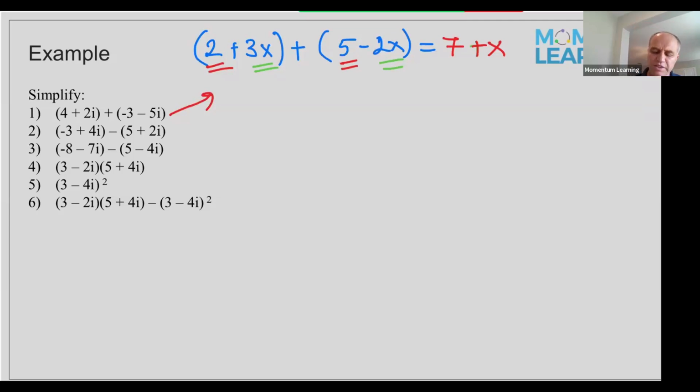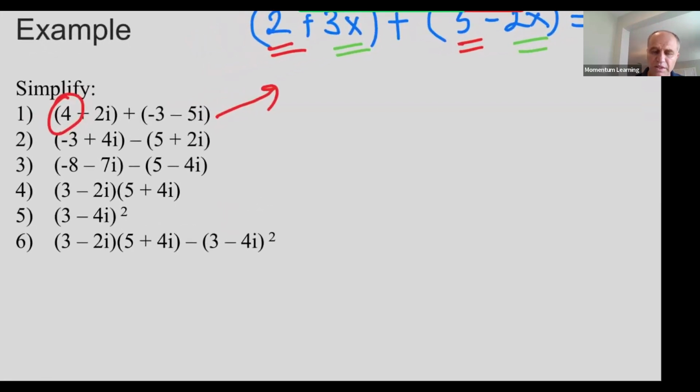Okay, please have a look. Yes, we add the real part. Here we have real. What are these? 4 and negative 3. Yes, these are the real numbers. 4 plus negative 3 is 1. And the plus 2i, negative 5i, so negative 3i. We are adding real parts with each other, and the imaginary parts we add and subtract. Okay, the next one.